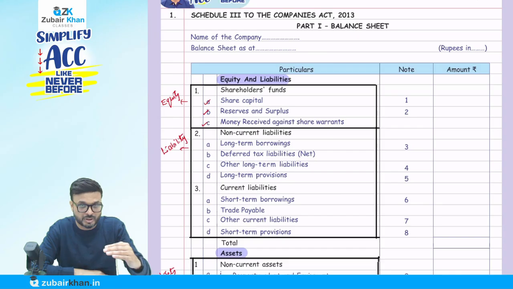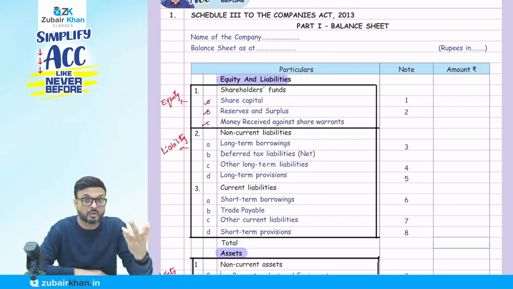Basically, the company issues the share warrant, and they receive the amount from the shareholder, which is not yet share capital because they have not issued the share. Suppose I am a company. I issue a share warrant to you and receive the amount, but I have not yet issued the share.